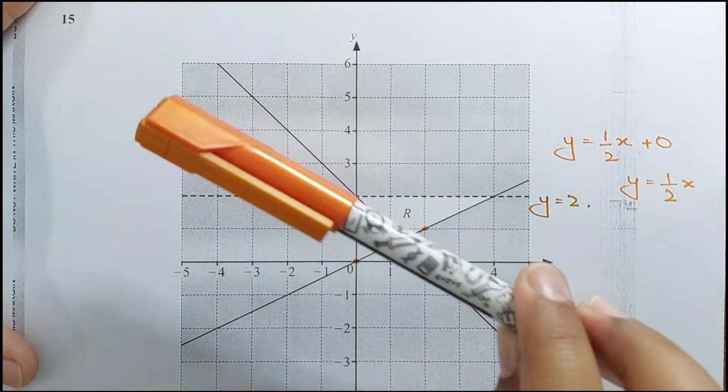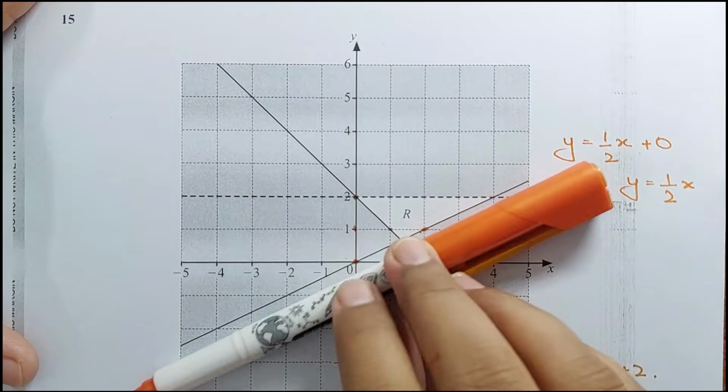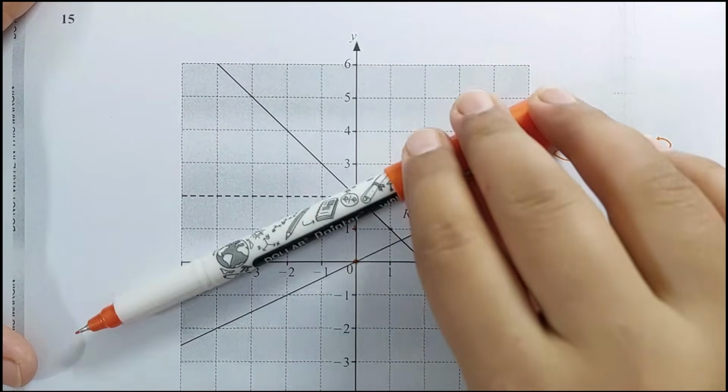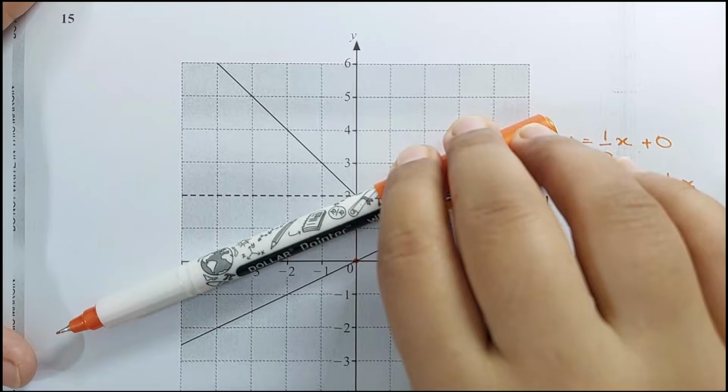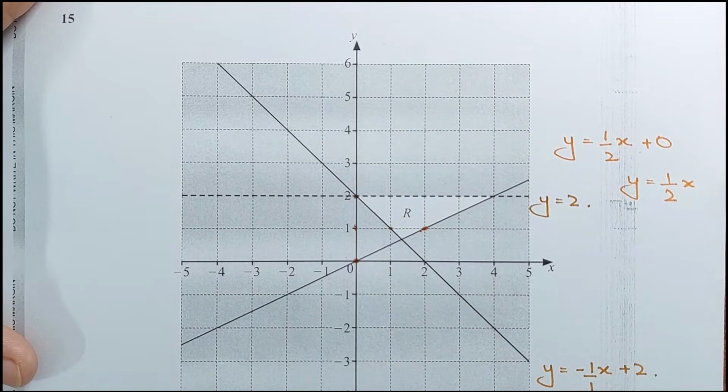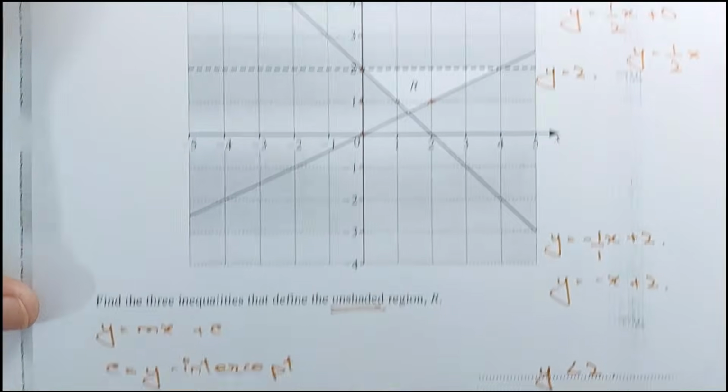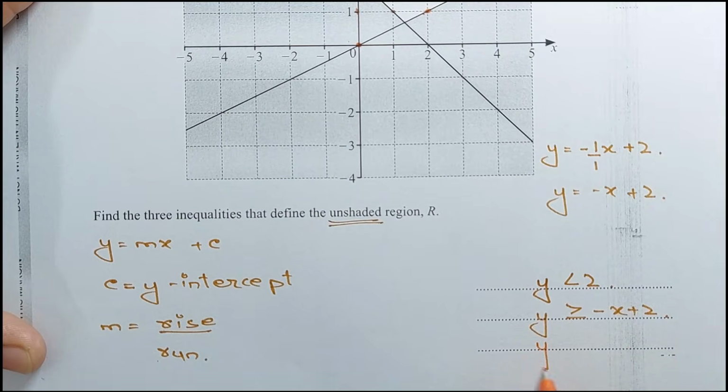Okay. And again, this line I'm working on. For this line, the upper portion is shaded. So it is greater. We can use greater than or equal to because it is a solid line. So y is greater than or equal to x by 2. Y is greater than or equal to 1 over 2 x.